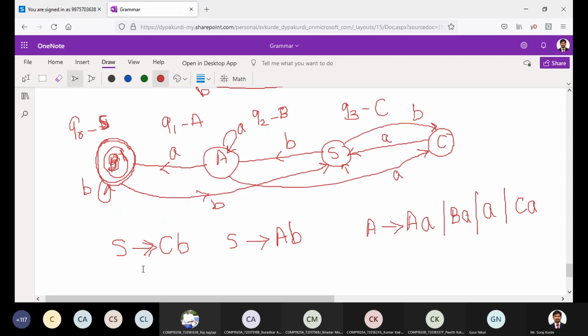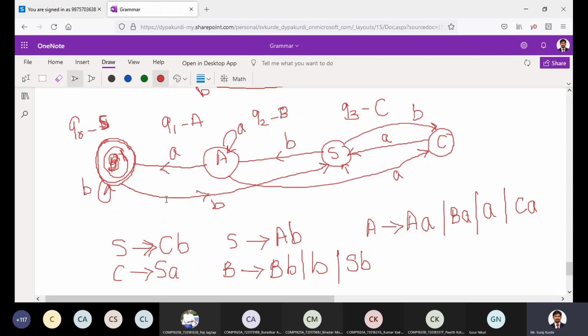Then C, outgoing transition to state A on input A. C to S on input A. Then for B, it is B to B on input B, or it will just produce B. And B to S on input B.